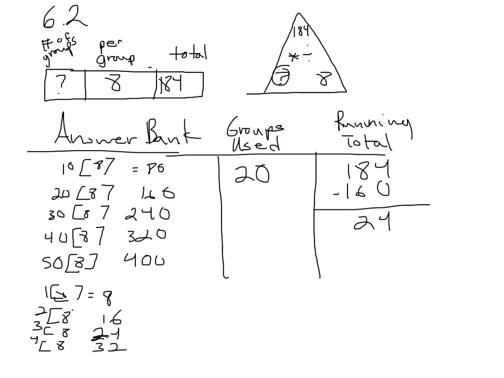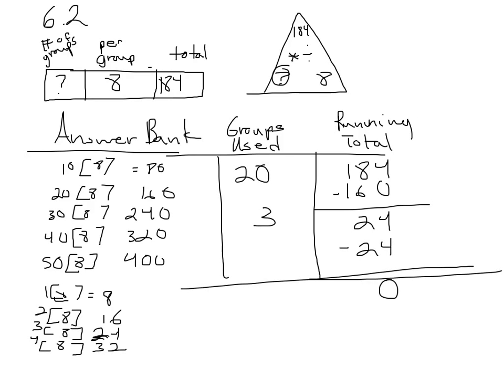I noticed that 1 times 8 is 8. Close. 2 times 8 is 16. 3 times 8 is 24. And 4 times 8 is 32. I noticed that 3 groups of 8 will give me 24, which is perfect, which leaves 0. This means that I am done because I have no more to subtract out. I add up my groups used, and my answer is 23 groups. So I can come up with 23 teams of 8 will equal 184 girls in total.